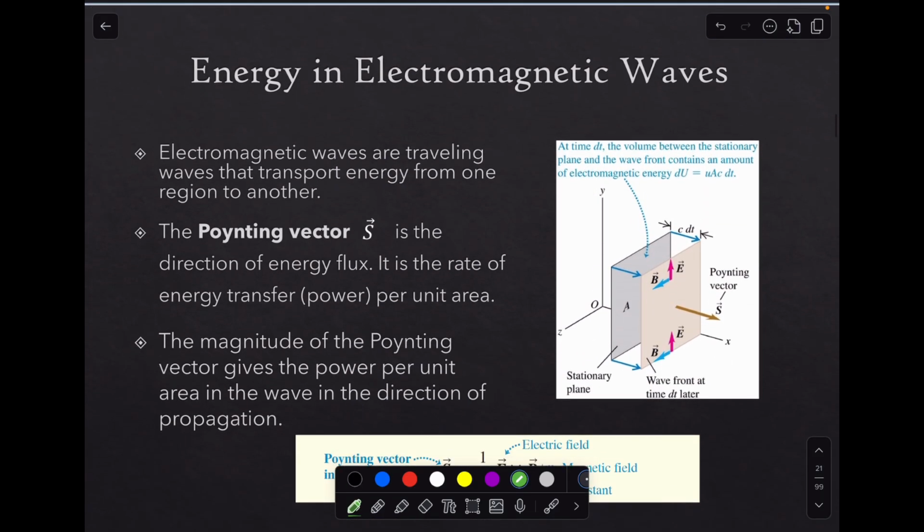So let's talk about the energy that's stored in an electromagnetic wave, right? I told you before that electric fields store energy. We were talking about how magnetic fields store energy in inductors, right? Well, electromagnetic waves store energy as well. And because we're talking about a wave moving through space, it makes sense to describe the energy that waves carry as a transportation of energy from one place to another. And so we use the Poynting vector S to describe this direction of energy flux, direction of energy transfer, okay?